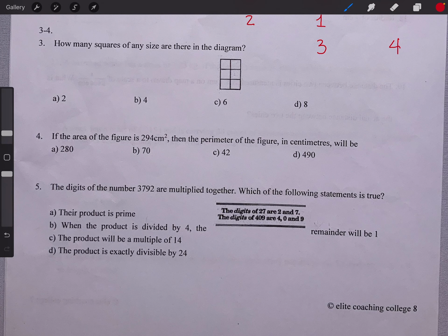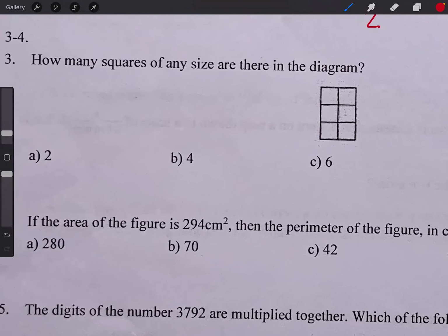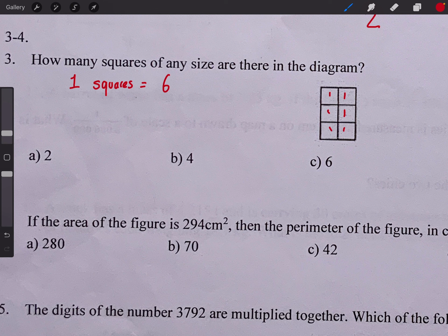How many squares of any size are there in the diagram? Okay, so let's have a look at this diagram, and let's see how many 1 squares can you see. Well, there's 1, 2, 3, 4, 5, 6. Okay, how many 2 squares? Can you see any 2 squares?